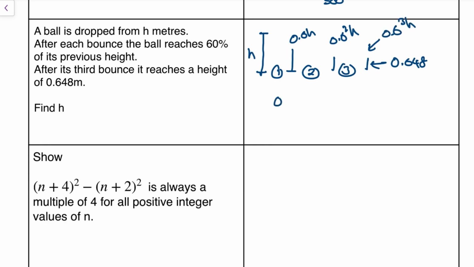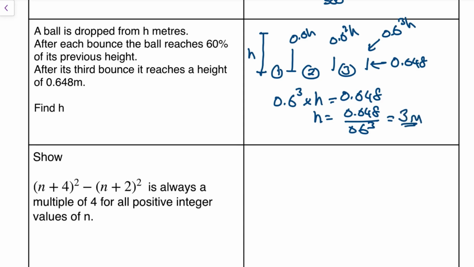Now I have an equation, so 0.6 cubed times h is equal to 0.648, which means that h is equal to 0.648 over 0.6 cubed, which is equal to, calculator out, and the calculator gives me the number 3, which actually gives me a lot of reassurance I've got the right number. It's rare to accidentally get a whole number as an answer that's incorrect.